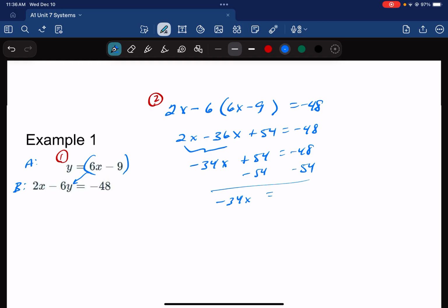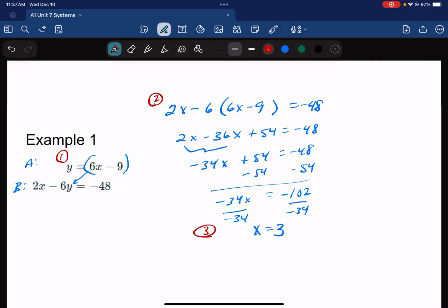What is negative 48 minus 54? Negative 102, and I divide by negative 34. So negative 34 divided by negative 34, and I get x, not y. X is 3. So this is step 3 to solve.